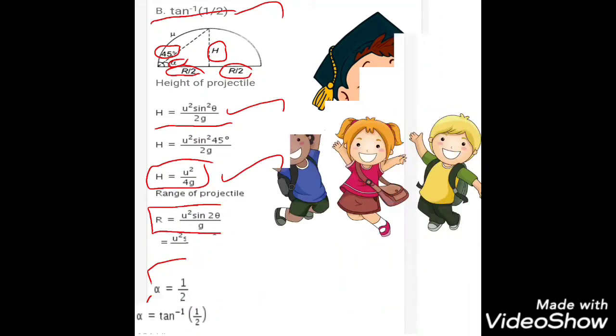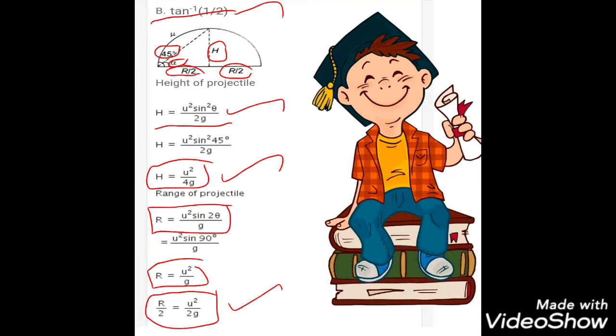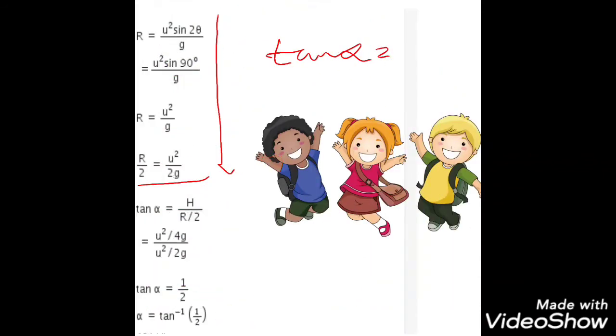So in the next step, here in the diagram, we want to find out the slope. Tan alpha is equal to opposite side by adjacent side. Here you see the opposite side is h, and the adjacent side is R by 2, half of the range. So I am writing h, the maximum height, by half of the range, that means R by 2.